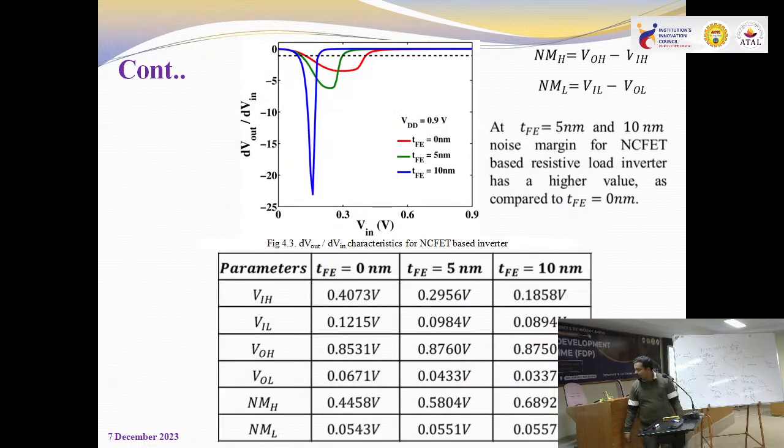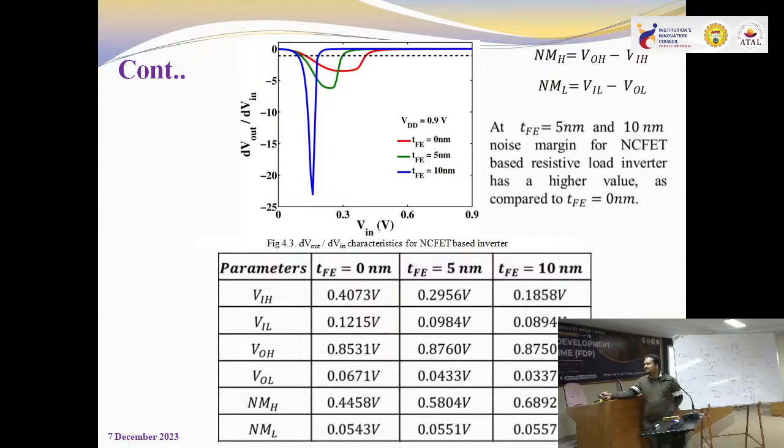Now one more thing which I have calculated is the noise margin. The switching is immediately from high to low, within very less voltage. How much time are we having? I'll try to finish quickly.